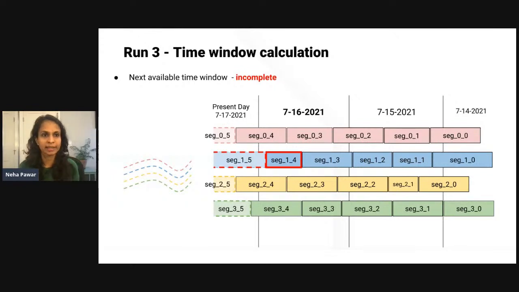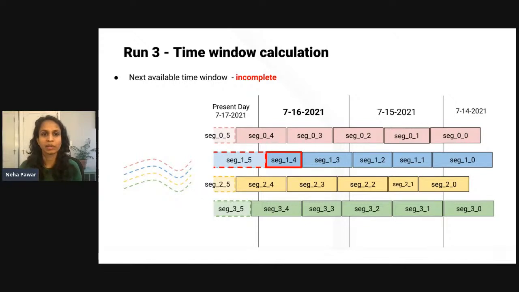Now, just for fun, let's take a look at one more run of how this is going to happen. So our next time window is the 16th of July. But as you can see from the blue partition, we do not have the complete data for 16th flushed onto the disk as of yet. So the segment _1_5, that's still a consuming segment, and it contains some data for the 16th of July. And because of that, this time window is going to be skipped.